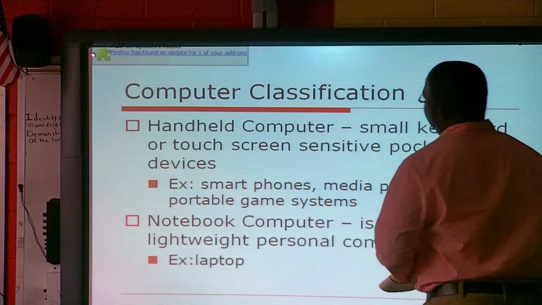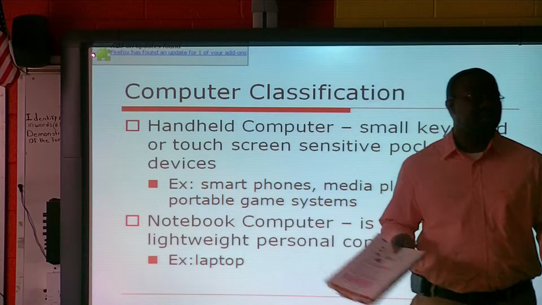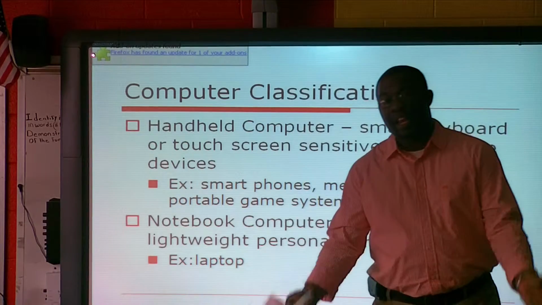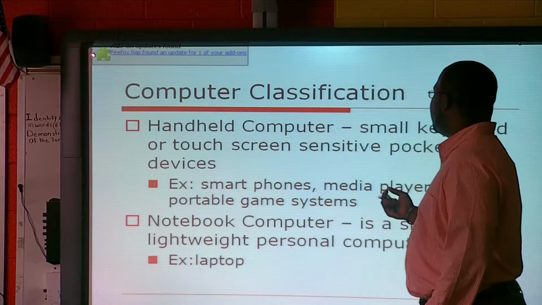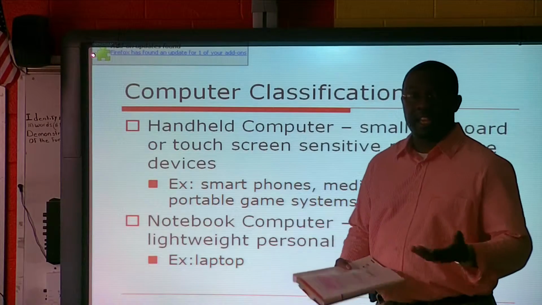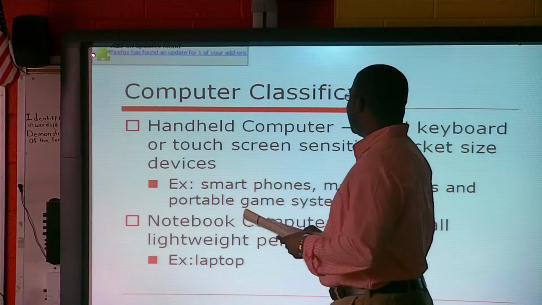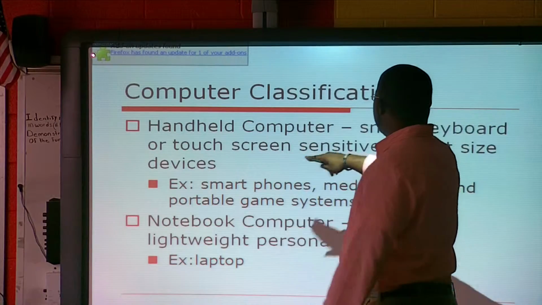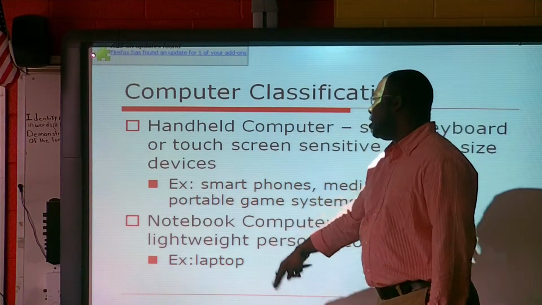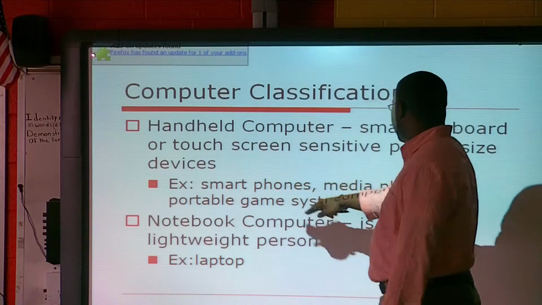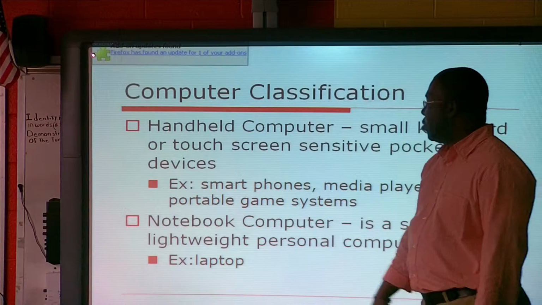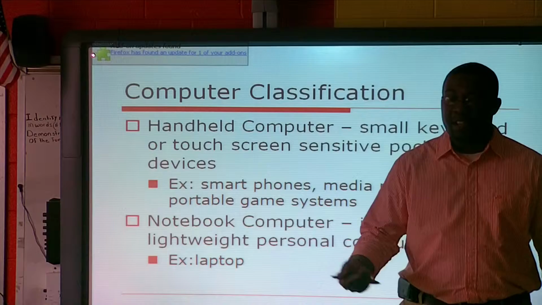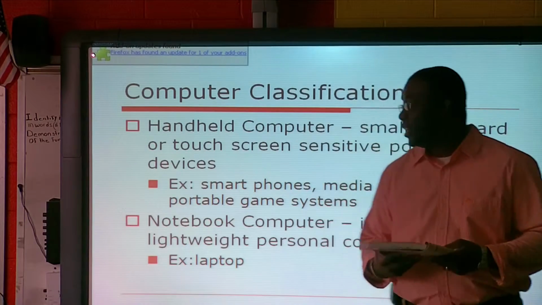Computer classification. Well, we all know that we have different types of computers, and they're all classified. You have your handheld computer, which would be like the PDAs, the smartphones, things of that nature. It's pretty much just a small keyboard or touchscreen-sensitive pocket-sized device. Like I said, it could be a smartphone, a media player, a portable game system. Some of y'all may use a little PSP or stuff like that.